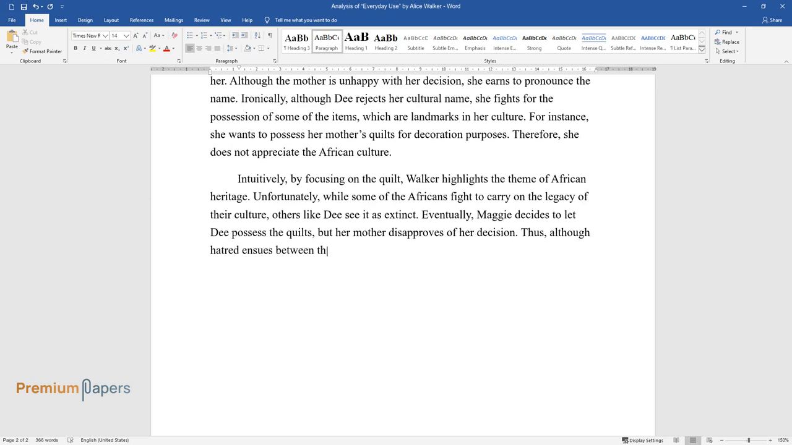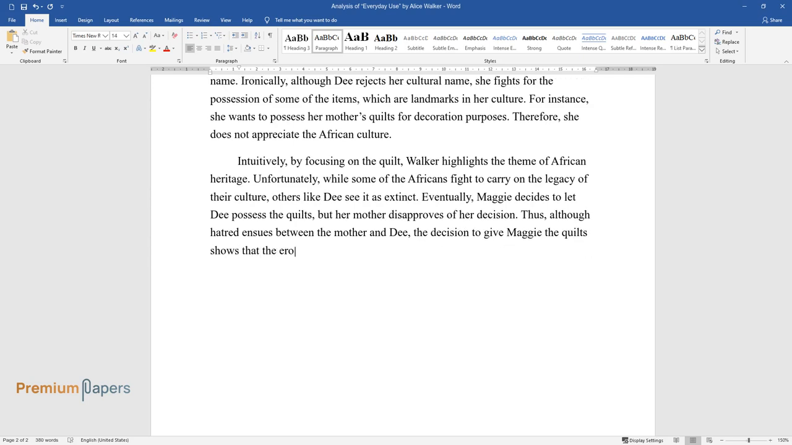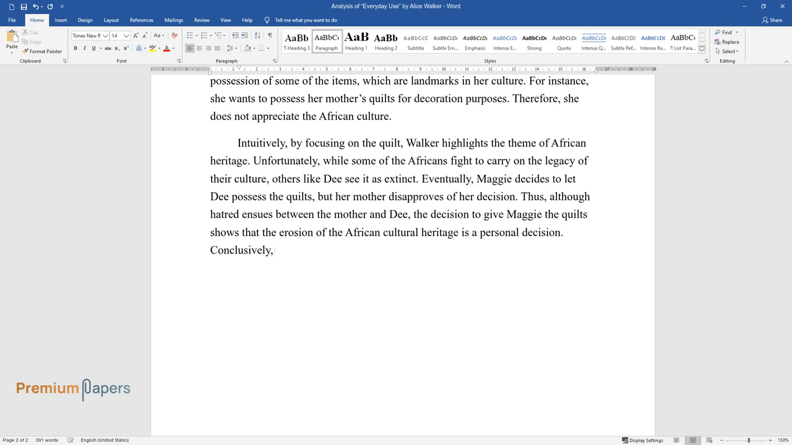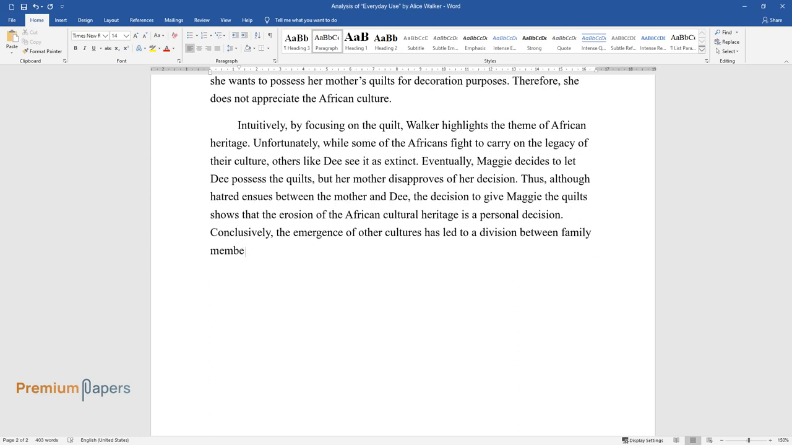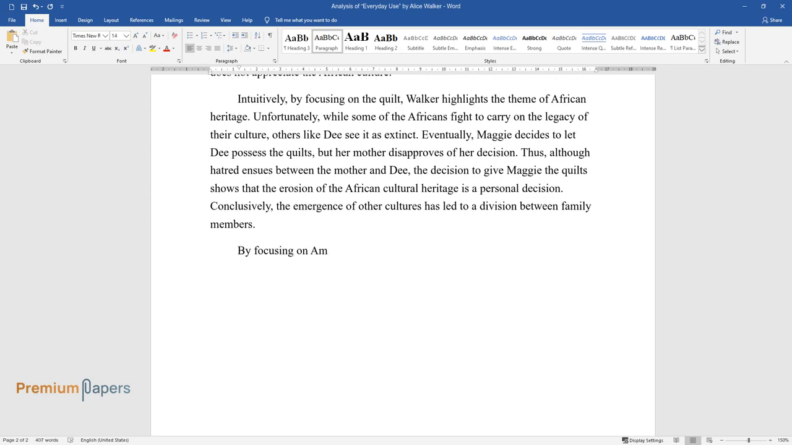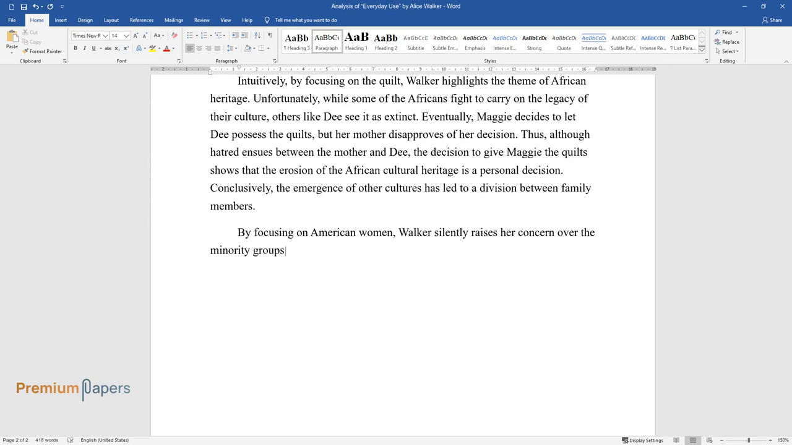Thus, although hatred ensues between the mother and Dee, the decision to give Maggie the quilts shows that the erosion of the African cultural heritage is a personal decision. Conclusively, the emergence of other cultures has led to a division between family members. By focusing on American women, Walker silently raises her concern over the minority groups in America.